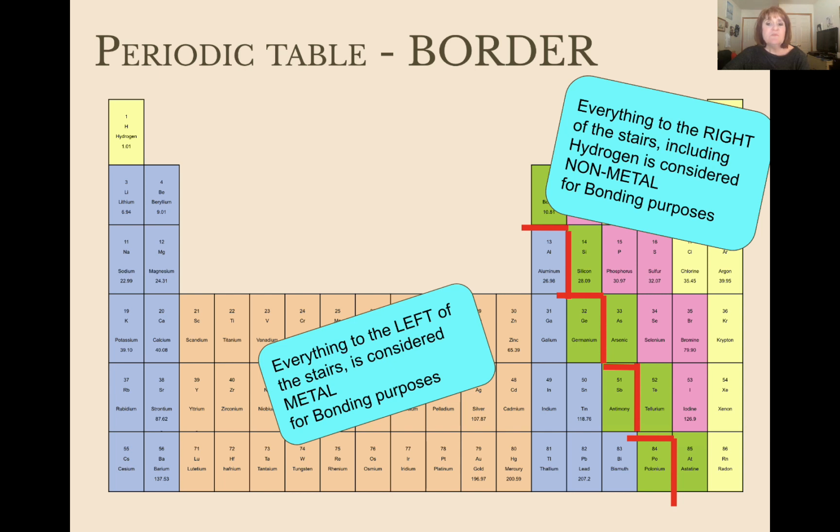So we actually just split those metalloids kind of in half, and we share them. We get 3 metalloids that act like metals and 5 metalloids that act like non-metals.